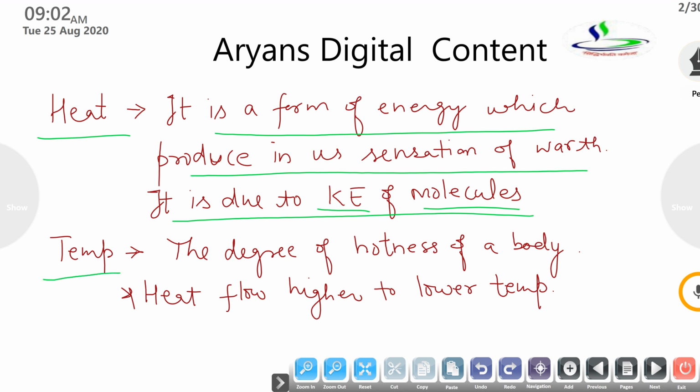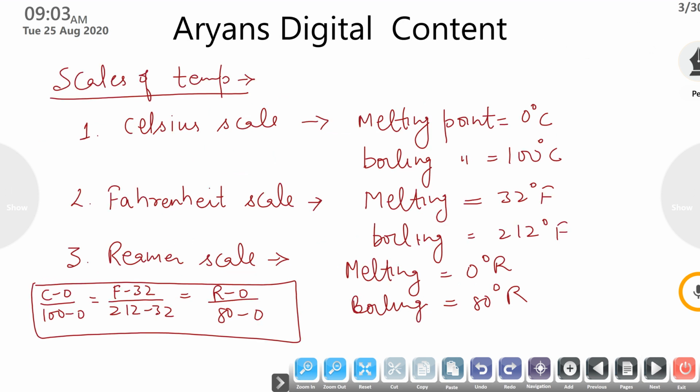Next definition is temperature. This is how we measure the heat produced by an object, with the help of temperature. So temperature is nothing but the degree of hotness of a body. We cannot differentiate by simply saying this is less hot or this is more hot; we can differentiate it with the help of temperature. Heat always flows from a higher temperature object to a lower temperature object.